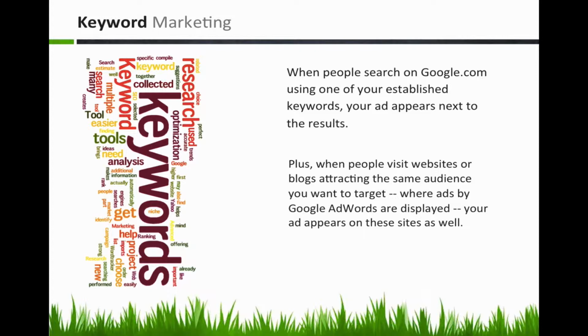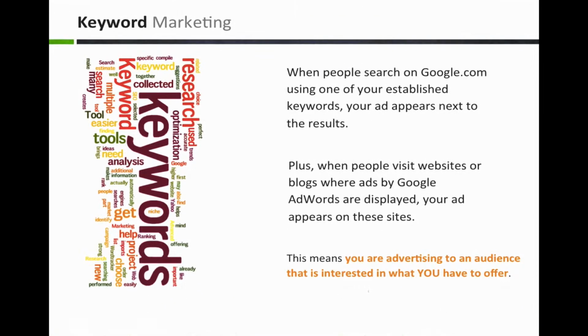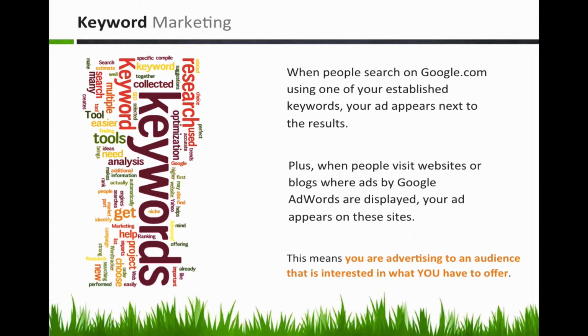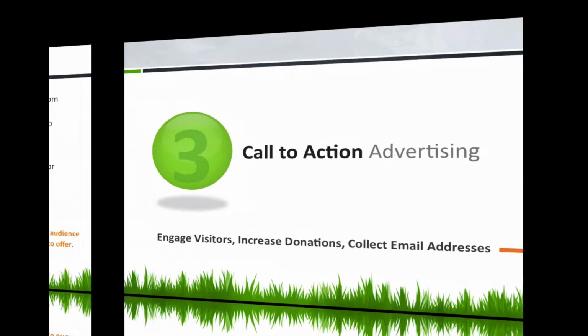And not only on Google.com, when people visit websites or blogs attracting the same audience you want to target, those ads are shown by Google AdWords on those websites too. It is an amazing system. That means effectively you are advertising to an audience that is interested in what you have to offer, because those ads only show up on websites that feature topics that are related to what you are trying to do.